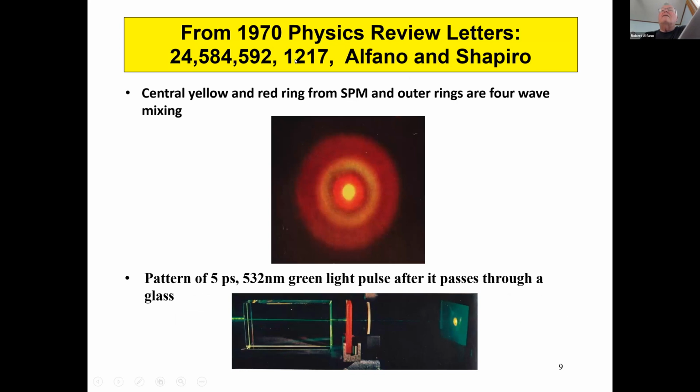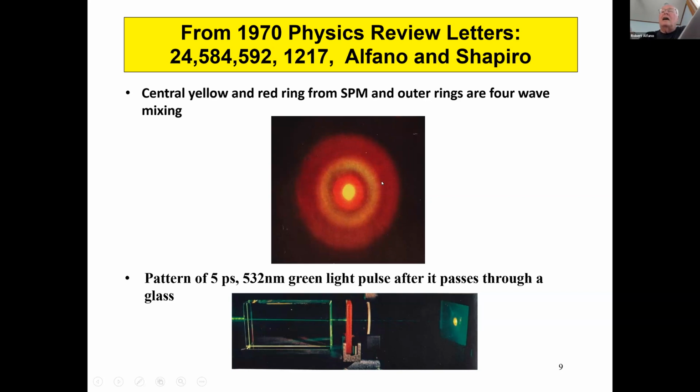In 1970, the discovery was made by Alfano and Shapiro in three Physical Review Letters, volume 24, pages 584, 592, and 1217, where they observed the angular pattern of the emission coming from a sample. This is the angular pattern looking head on at the beam. This yellow and red is the supercontinuum, and the rest of it is four-wave mixing.